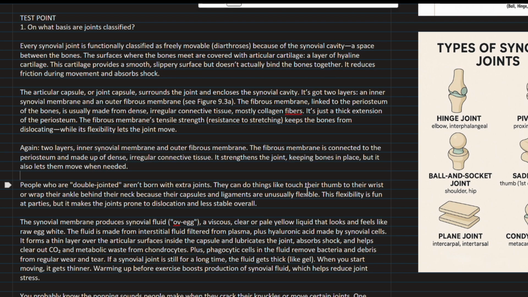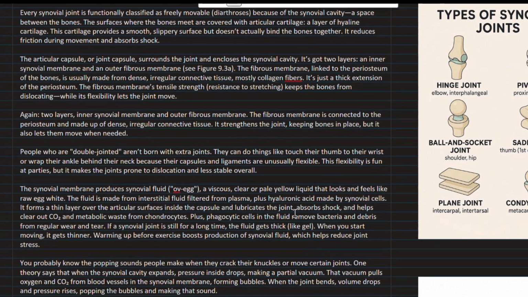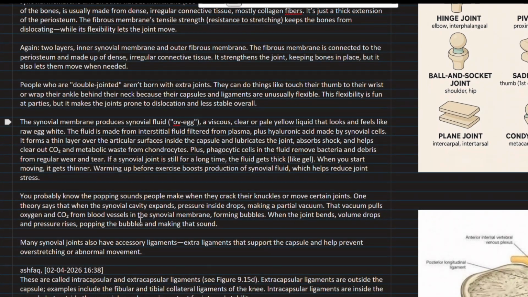People who are double-jointed aren't born with extra joints. They can do things like touch their thumb to their wrist or wrap their ankle behind their neck because their capsules and ligaments are unusually flexible. This flexibility is fun at parties, but it makes the joints prone to dislocation and less stable overall.